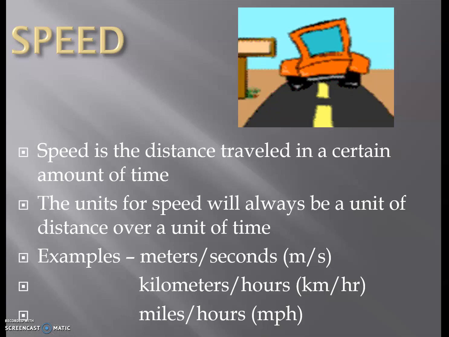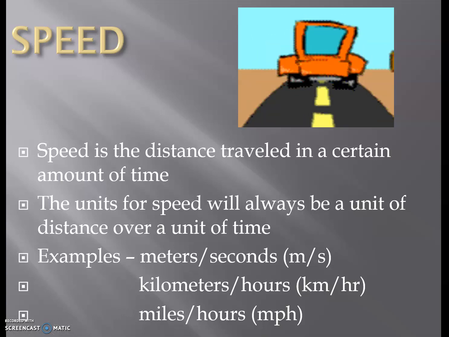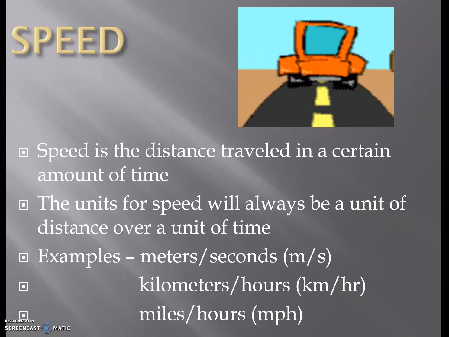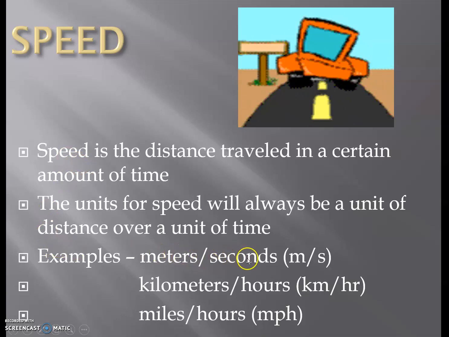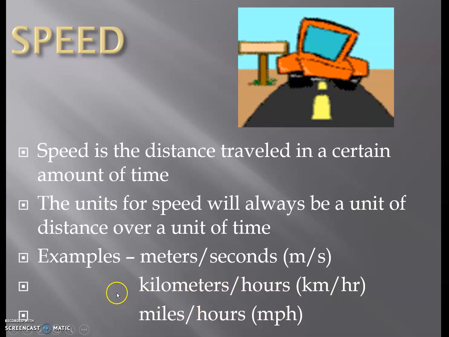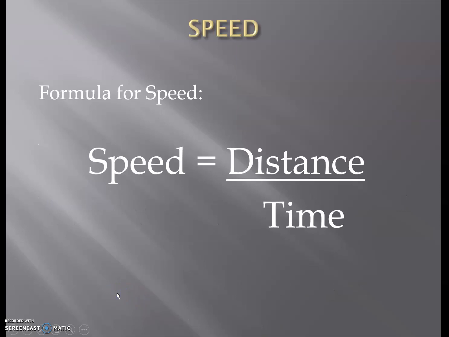Speed is the distance traveled in a certain amount of time. The units for speed will always be a unit of distance over a unit of time. Examples: meters per second, kilometers per hour, miles per hour. The formula for speed equals distance divided by time.